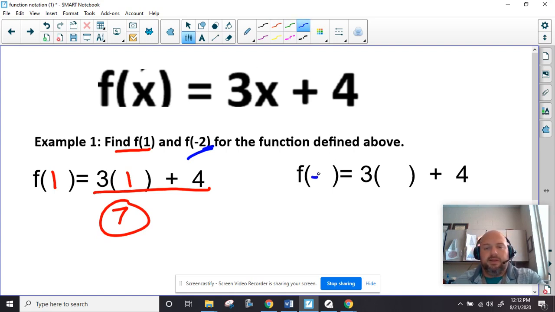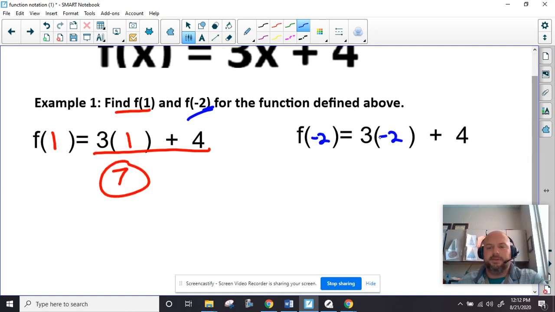Here, when x is negative 2, what's y? All right. So this gives us negative 6 plus 4, and we get negative 2. That's really all this is.